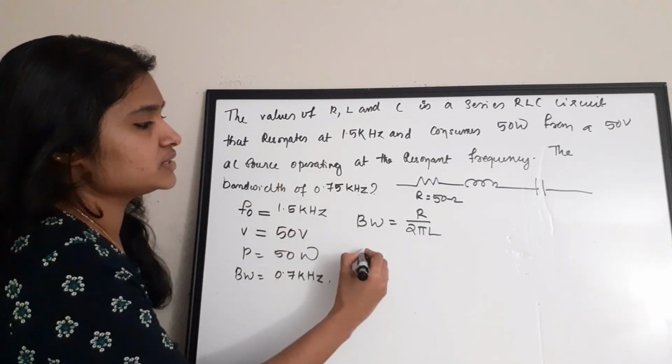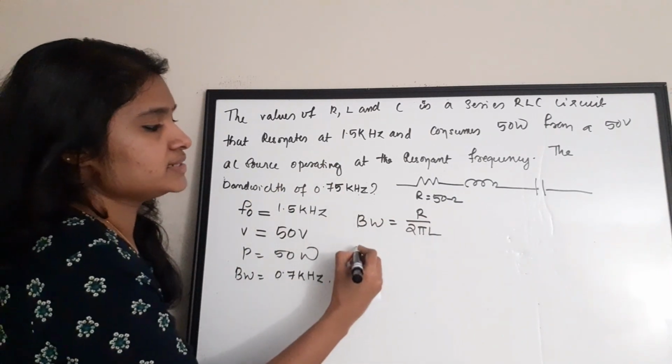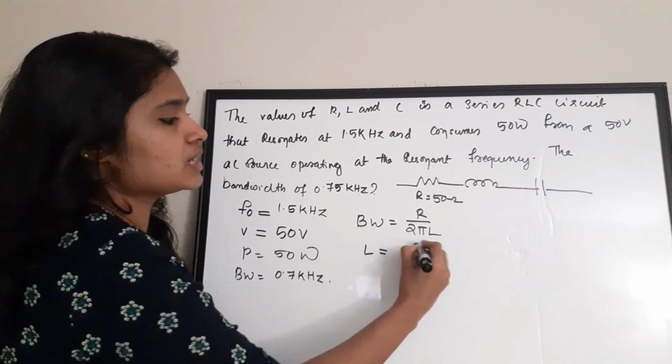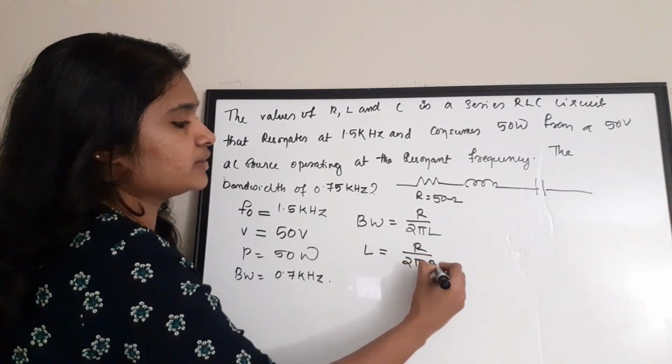Okay, so I'm going to substitute it as, first I'm going to write in terms of L. L is equal to R by 2 pi into bandwidth.